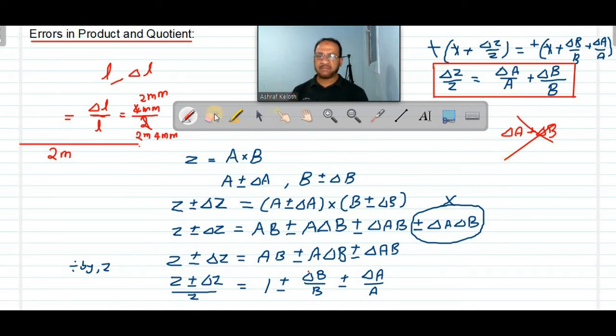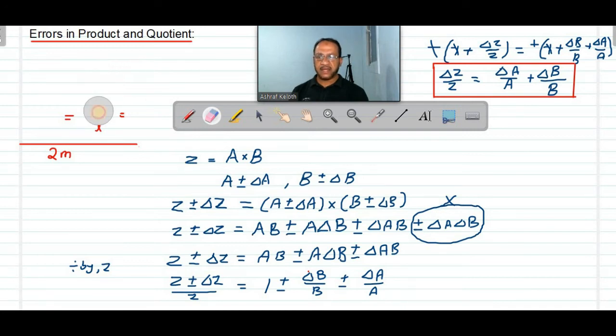The complete absolute error delta A will not be added up. Delta A and delta B will not be added up. Delta A and delta B will be added up if you are doing sum or difference, addition or subtraction. In that case, absolute errors will be added up. But in multiplication, only fractional error will be added up.